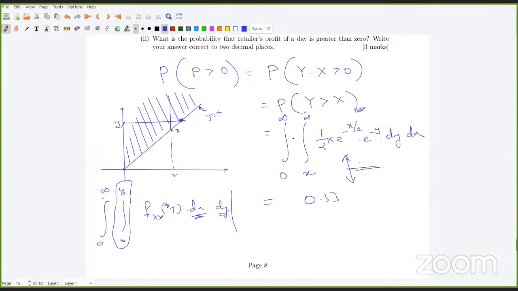Basically, whatever limits you are taking for the first integral. If the limits are for x, then you should integrate x at the end. So first this integration is happening, and the limits of this integration are for y. So y equals x to y equals infinity, x equals 0 to x equals infinity. So we are actually integrating y, the inside one, dy.